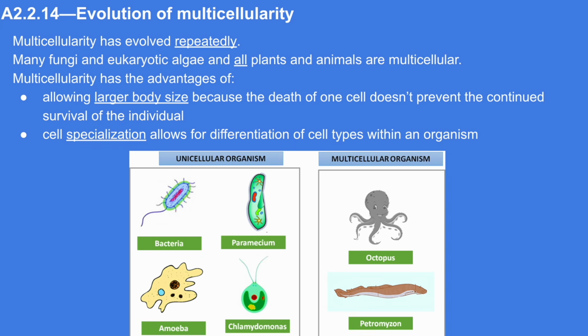Okay, so what's the benefit of multicellularity? It allows for larger body size and different cell types within an organism. This is nice because if one cell dies, you're not a dead organism, right? You have the ability to make new cells and replicate.